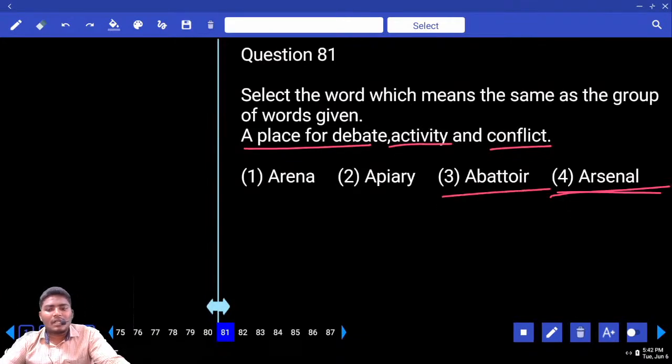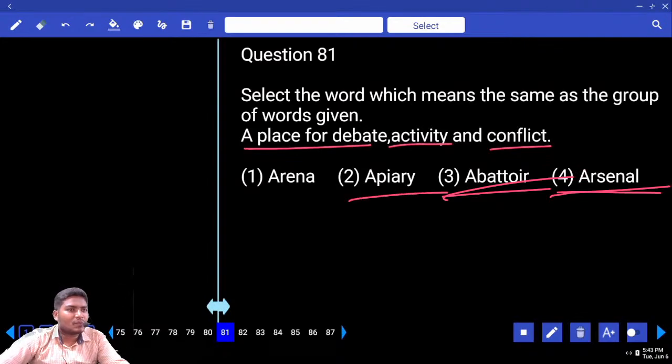Next one. What is the next word here? Abattoir. What is abattoir? Do you know butcher? What is butcher? Cutting meat and selling meat. A person who does that is called a butcher. That type of activity is called butchering. Butchering is nothing but selling meat. The place where this meat is cut and sold is called an abattoir.